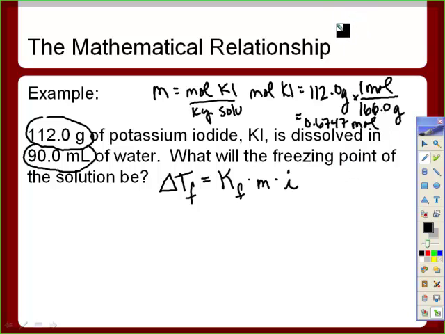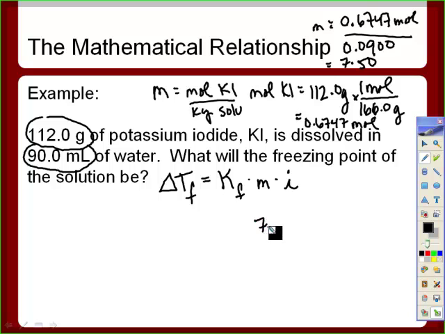So if I take 0.6747 moles, and kilograms of water is 1 gram per milliliter, so I divide 90 by 1,000, I'm going to have 0.0900. So if I divide 0.6747 by 0.09, 3 sig figs gives me 7.50 molal. So I know my molality of the solution.